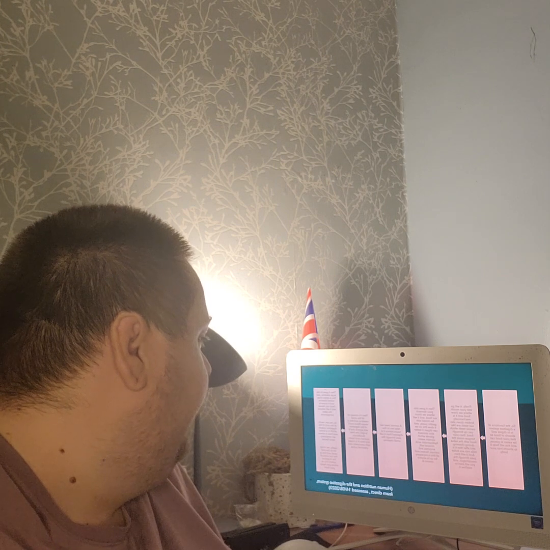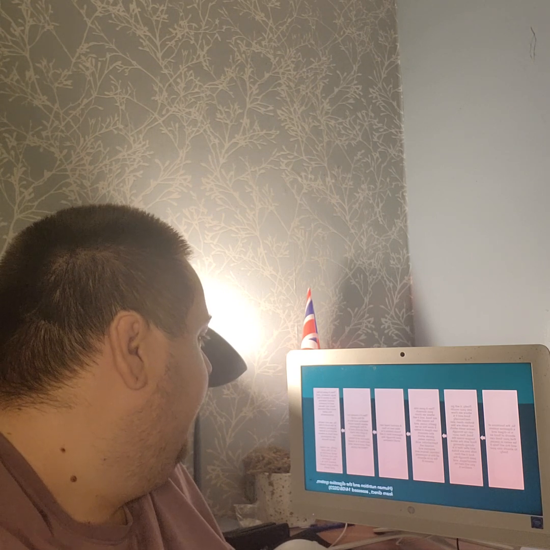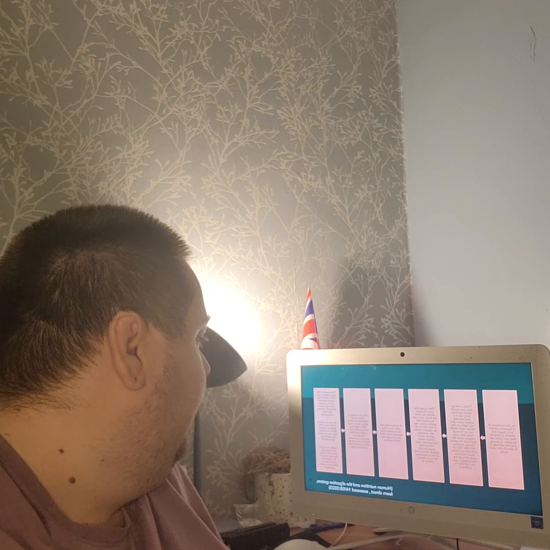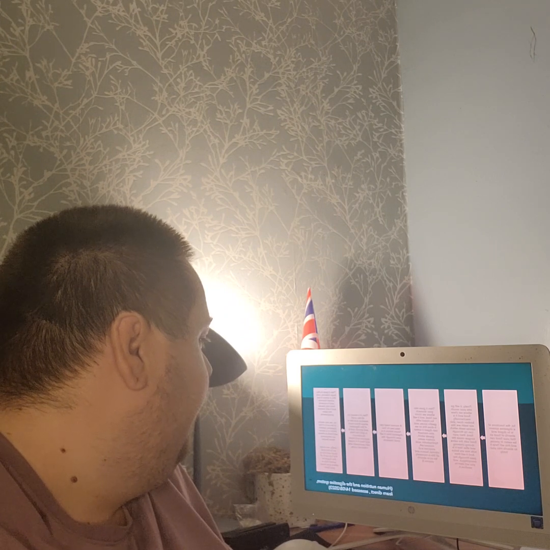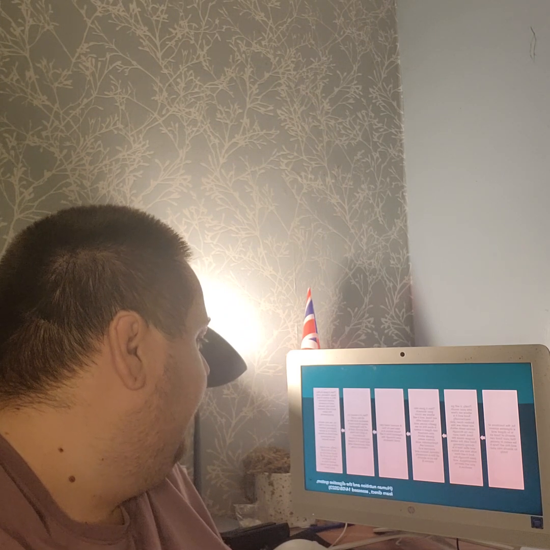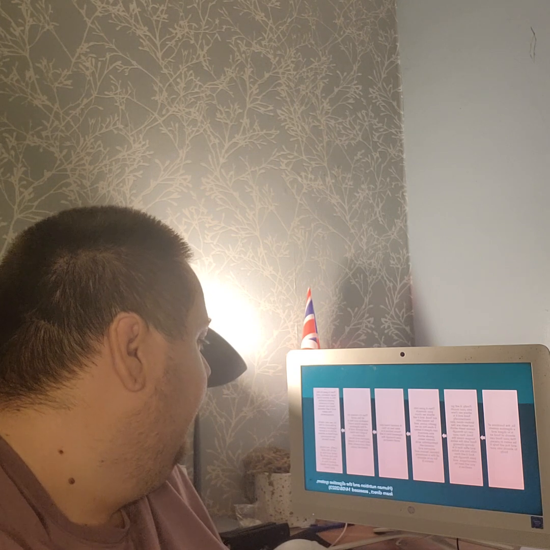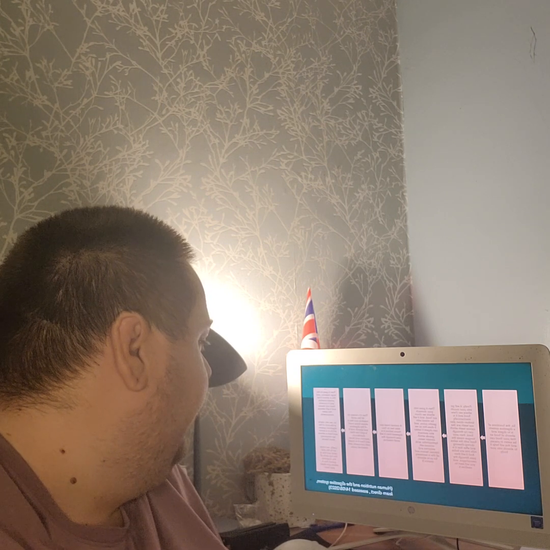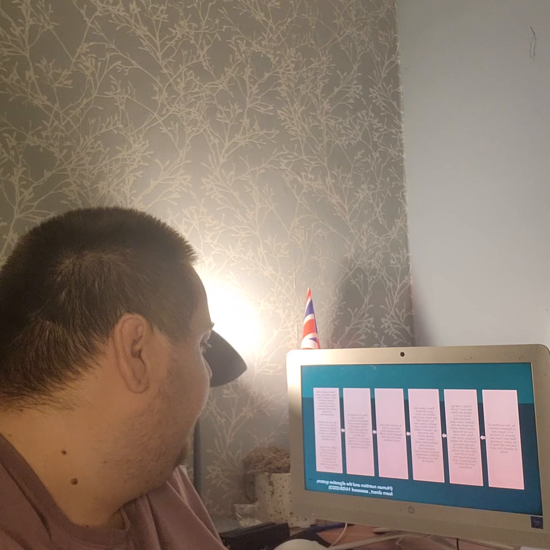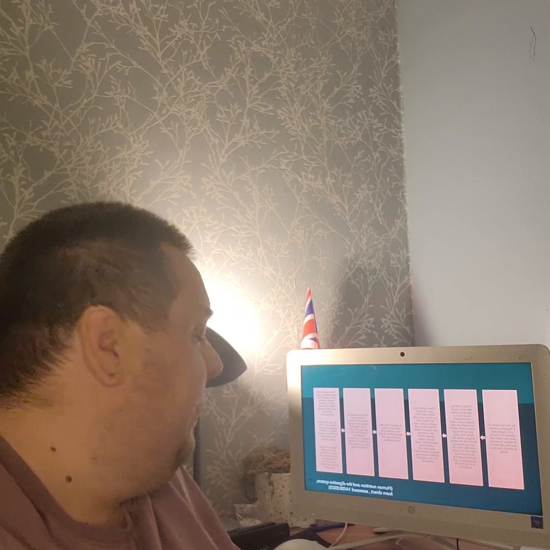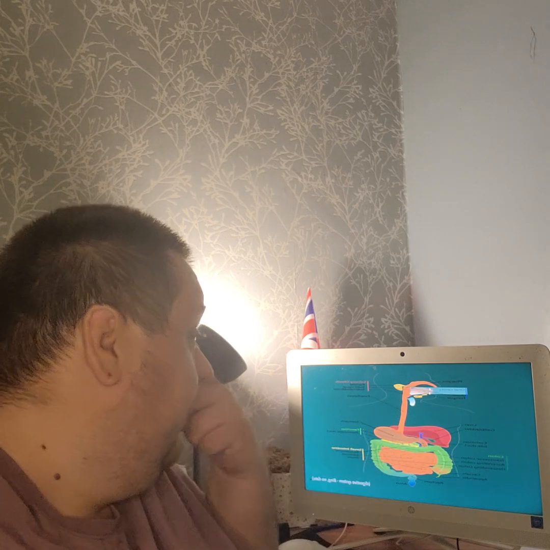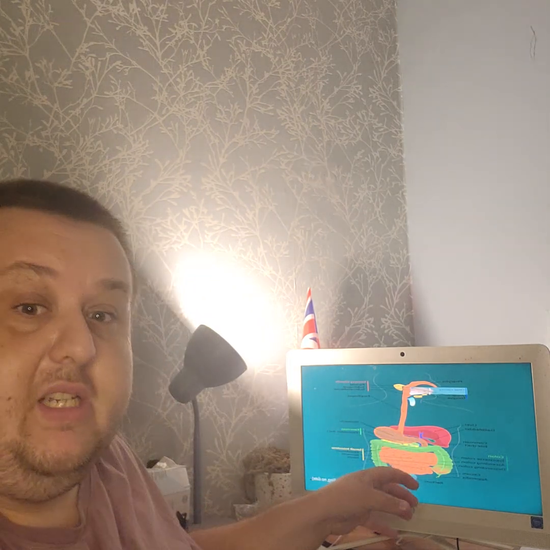Then it goes to the large intestine, and this is where it absorbs vitamins and converts food into feces, and it will remove the water content. So we're nearly at the end of the digestive system, which is the rectum, and here is where we temporarily store our feces. Lastly, we move on to the anal canal, and this is the last part of the digestive system, where poo leaves your bum. And this is a diagram of the digestive system.